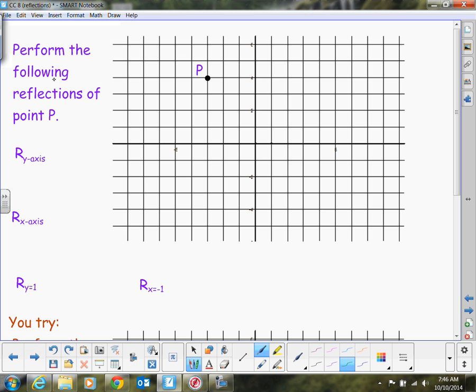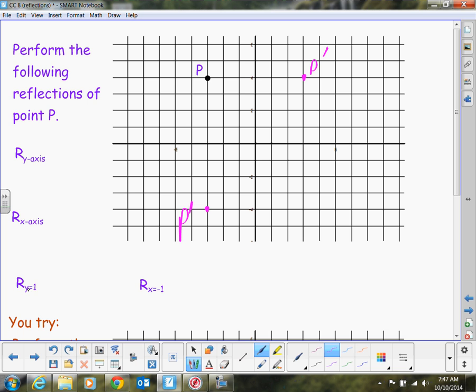So now we're going to perform the following reflections of P over the y-axis. So here's my y-axis. How many units is P from the y-axis? 3 to the left, so its image point will be 3 to the right. If I want to reflect over the x-axis, how high is P from the x-axis? So then that means I'm going to have to go down 4 to get its image point over the x-axis.